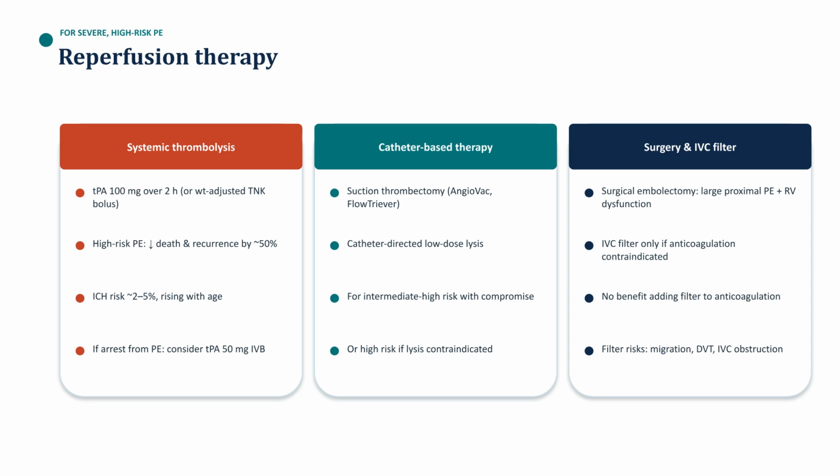After confirming a PE, we must grade its severity to determine our management. Hemodynamically unstable patients with arrest or obstructive shock are high risk or massive. Hemodynamically stable patients are stratified into intermediate or low risk based on SPESI, troponin levels, and right ventricular function.